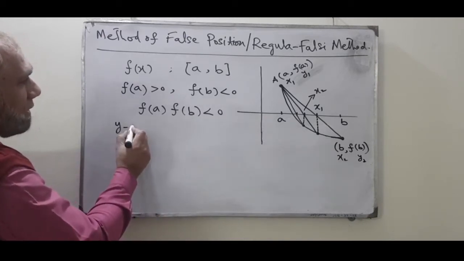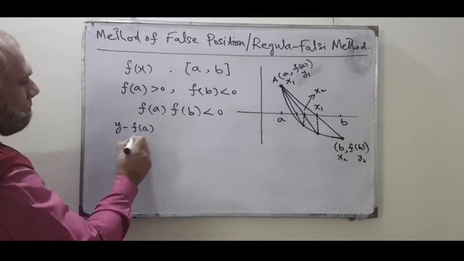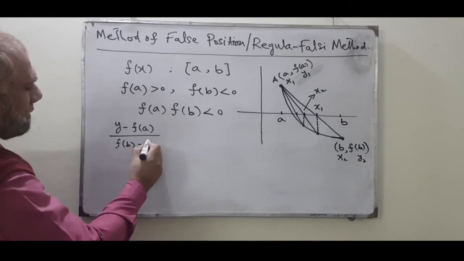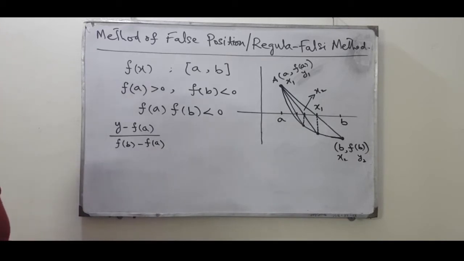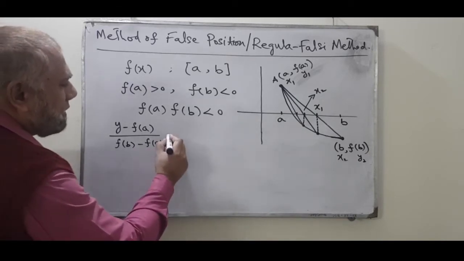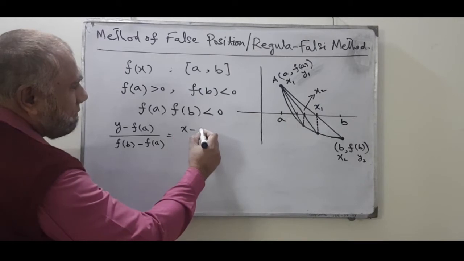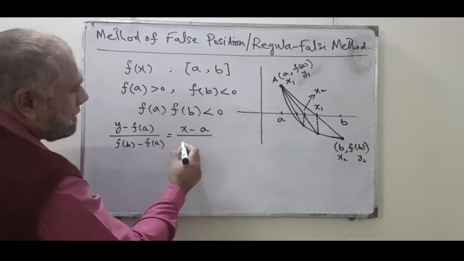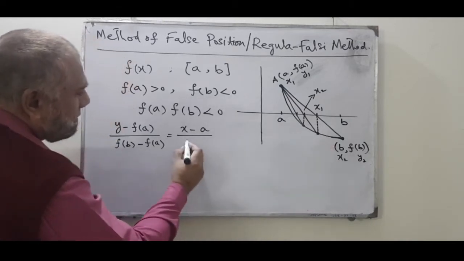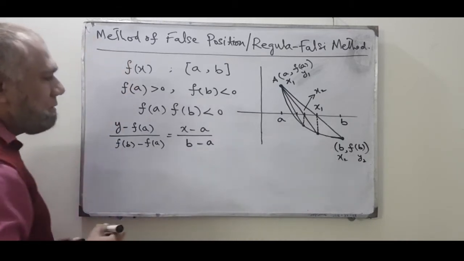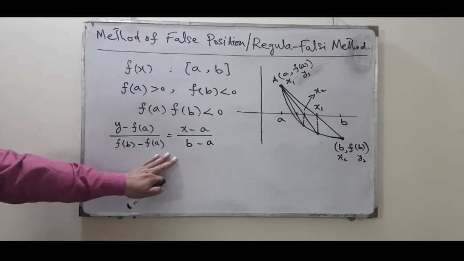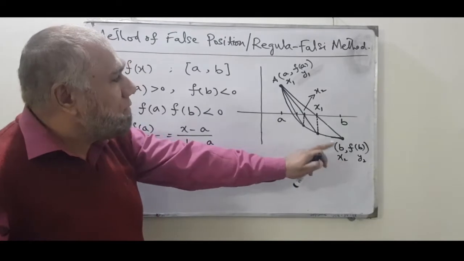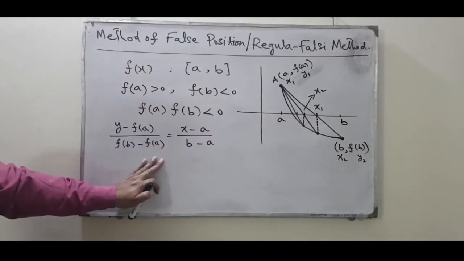The left side is y minus y1 over y2 minus y1, where y1 is f of a, and the right side is x minus x1, where x1 we have labeled by a, over x2 minus x1, which is b minus a. So this is the equation of the straight line joining the 2 points A and B. This idea should be clear in your mind, how we construct this equation.